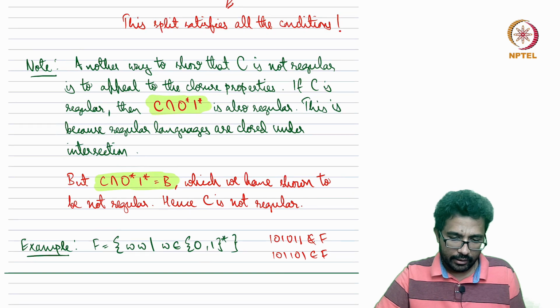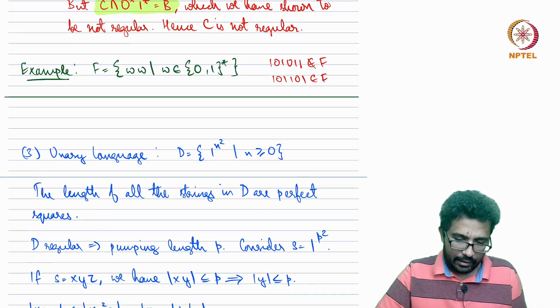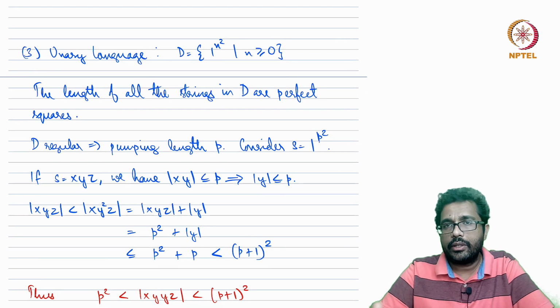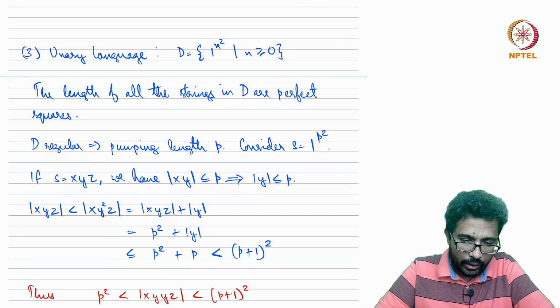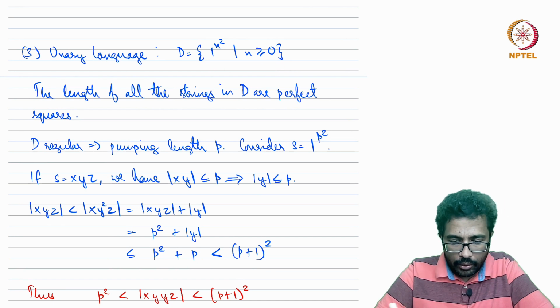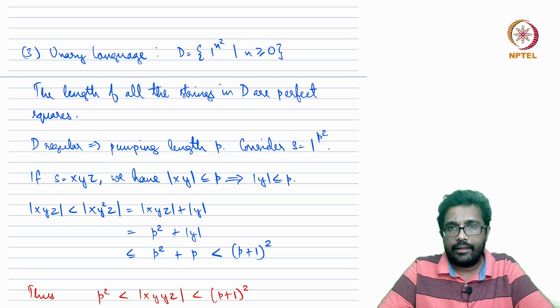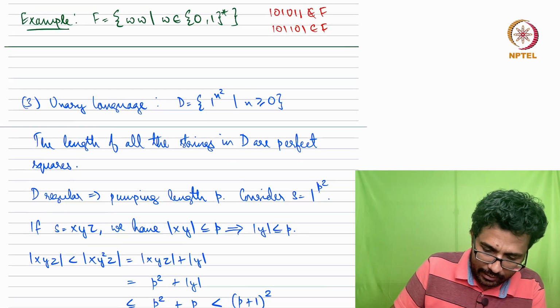Okay, so we took C, and now we will see one more language, which is a unary language. Okay, so unary language means all the strings in the language use only one symbol. In this case it is the symbol 1, right. So what is the language? D is 1 power n squared for all n. Okay, so let us try to write down what this language is.